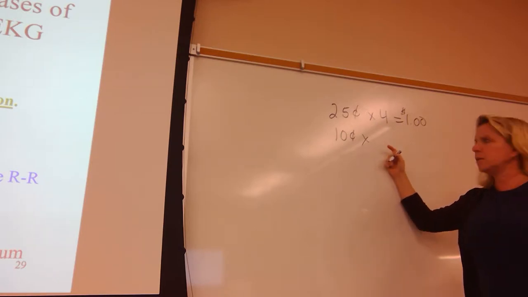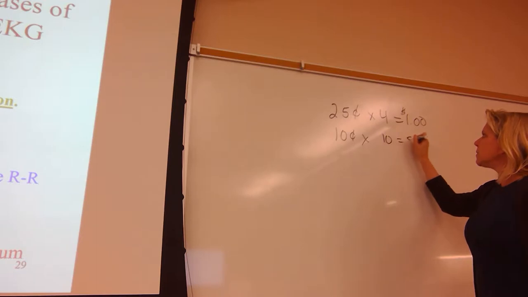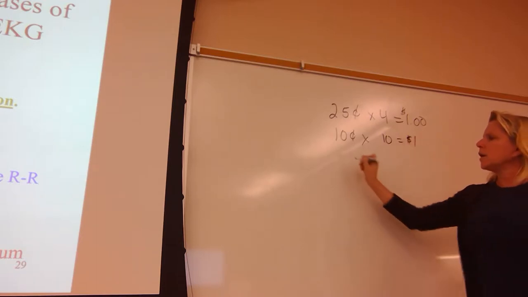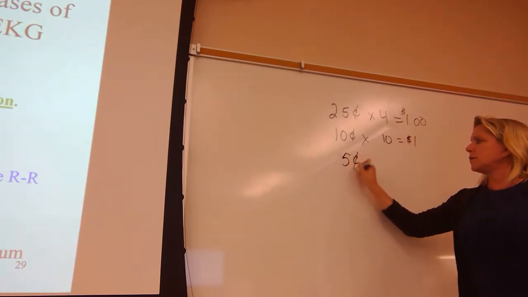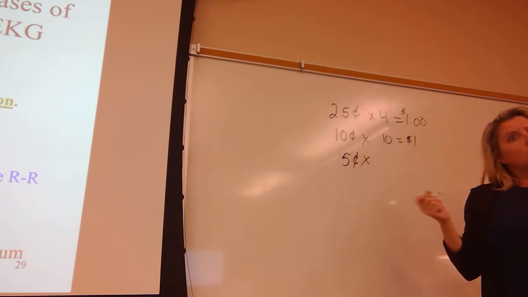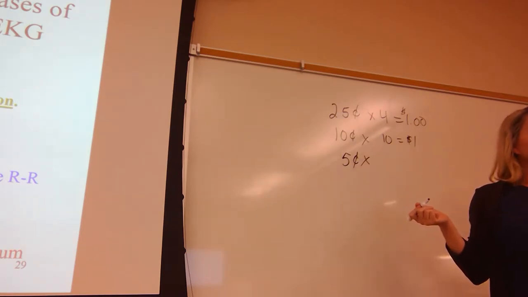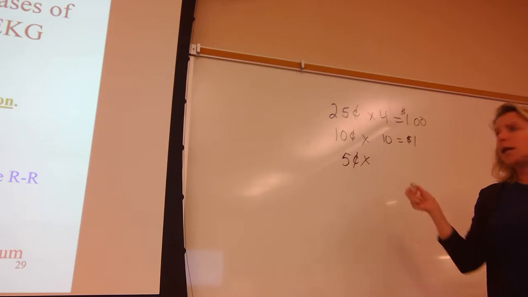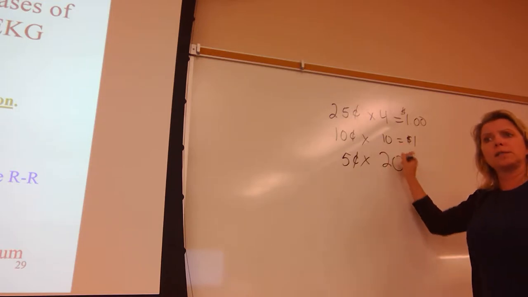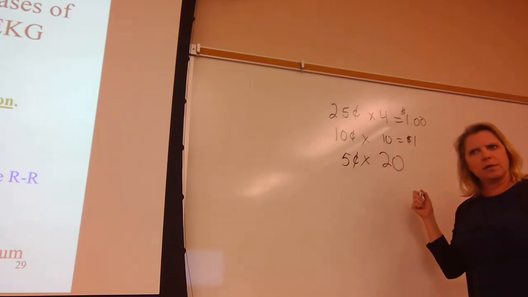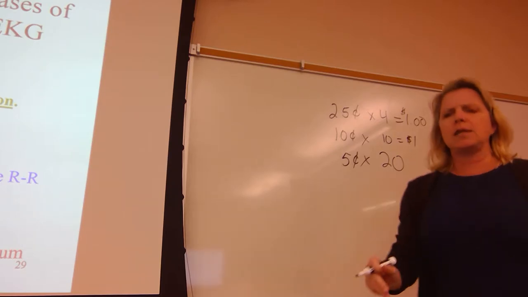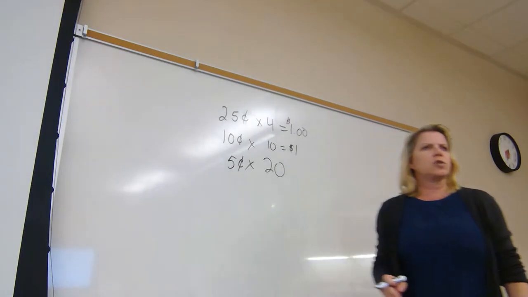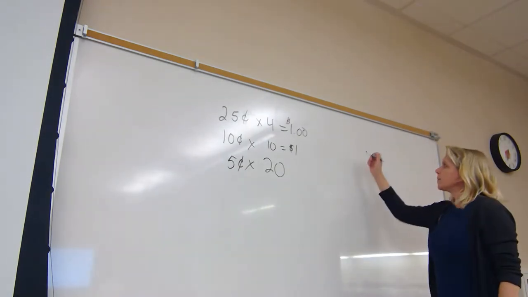Are you following? If I have 5 cents, the denomination went down even more. What will I have to do to compensate to get a dollar? 20, I'm gonna have to have a higher quantity. Agreed? Okay, so let's take that and put it into perspective of tonight's lecture on the cardiac cycle.